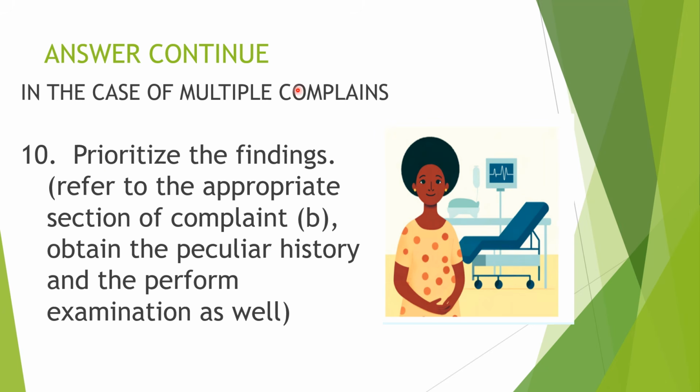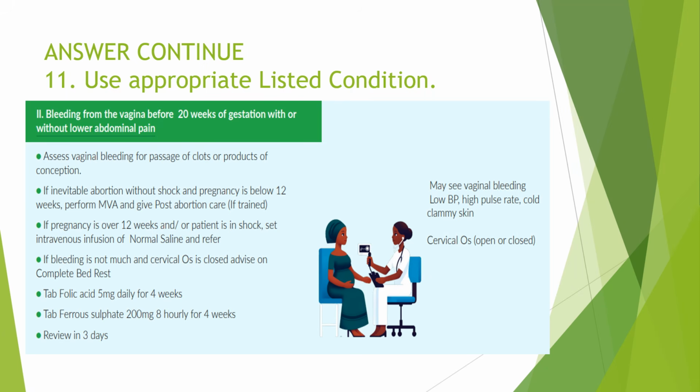Now, if there's a multiple complaint, you will need to prioritize the findings. After getting your complaints and doing the examination, you go to the next page, page B, complaint B, and do the examinations there as well, and now harmonize your findings. Such a complaint may be that she's having this condition and she's still having fever, or she's having bleeding per vagina and she's still having headache, or she's having vomiting. So these are multiple complaints, and those multiple complaints should be treated differently.